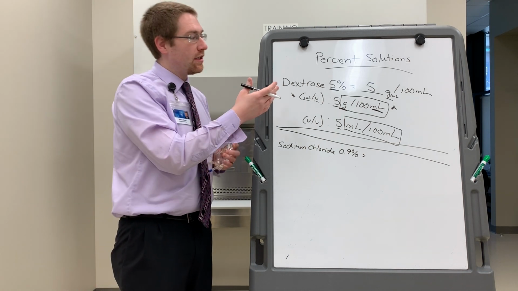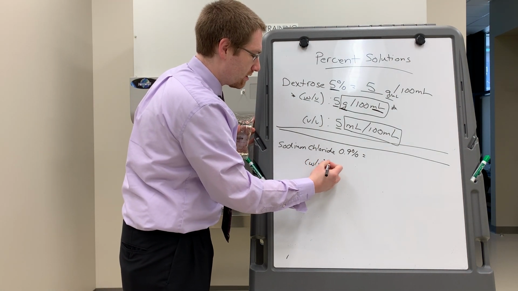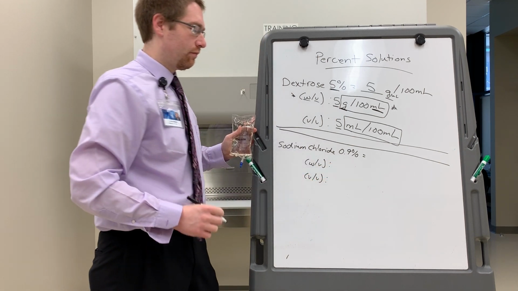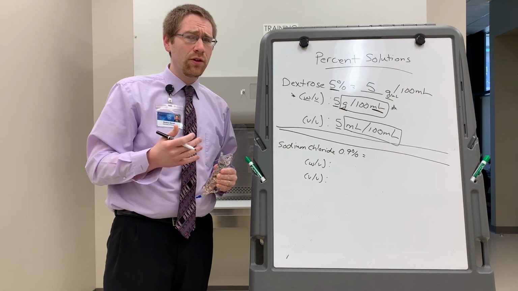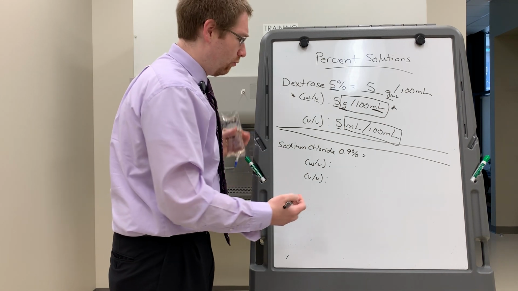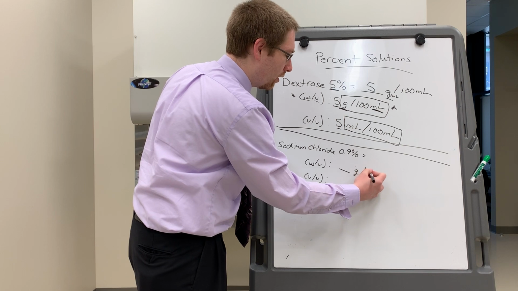So using what we did above, I want to know what the concentration would be listed as a weight to volume product and a volume to volume product. So looking at both of those strengths, if we're dealing with a weight to volume concentration, we know that it's whatever number that is, gram per 100 ml.